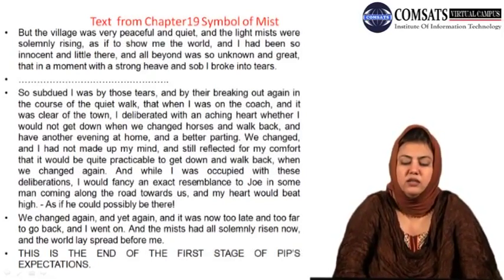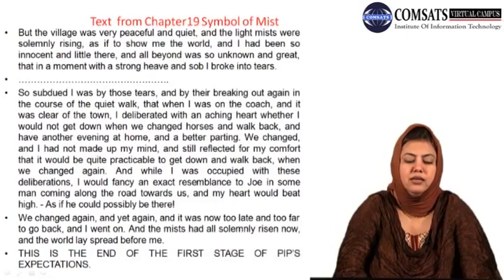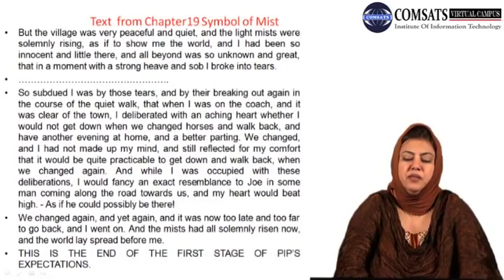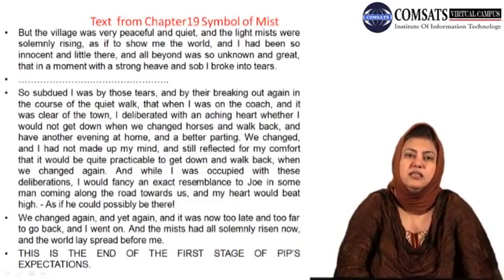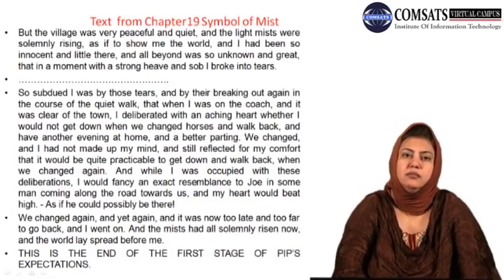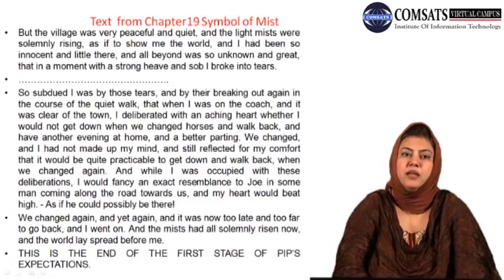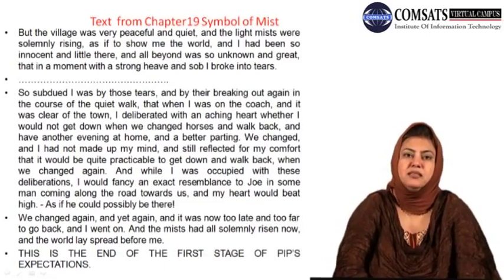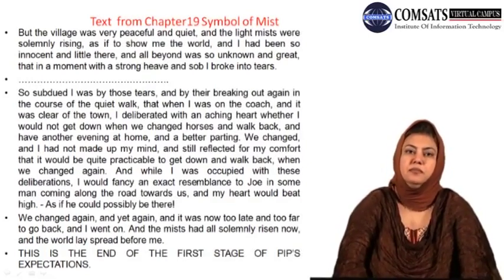And the mists had all solemnly risen now, and the world lay spread before me. The symbol of mist, how it is used. Now all the mist is over. When there is mist, when there is fog, in the fog, in the mist, you cannot see things clearly. Mist hides things. It covers things. It wraps things up in it. And the result is we cannot have a clear vision. But once it rises above, once it is clear, we can have a clear picture of things.